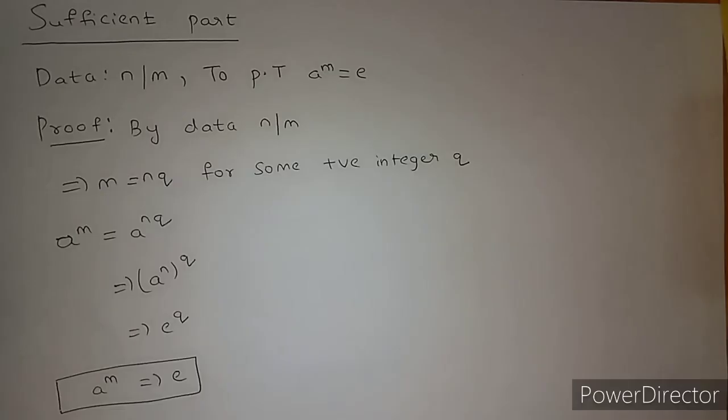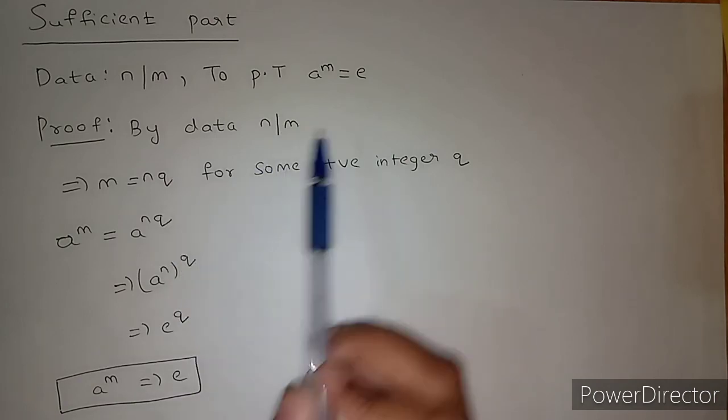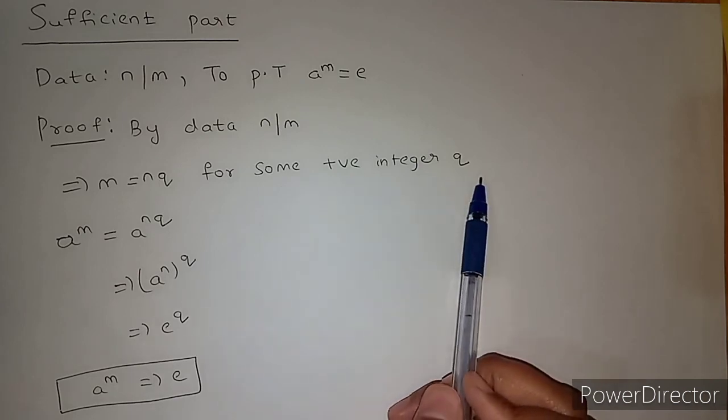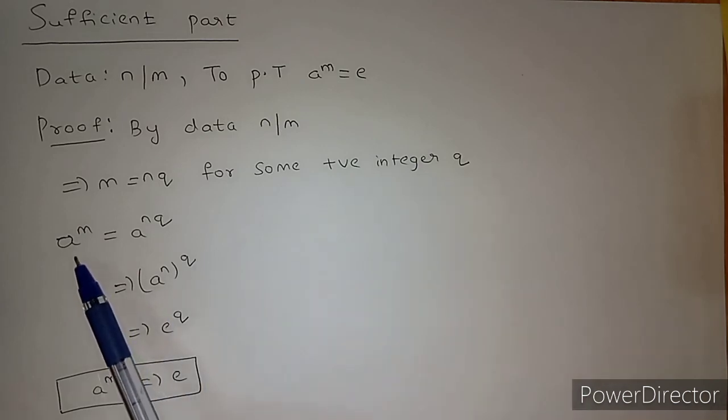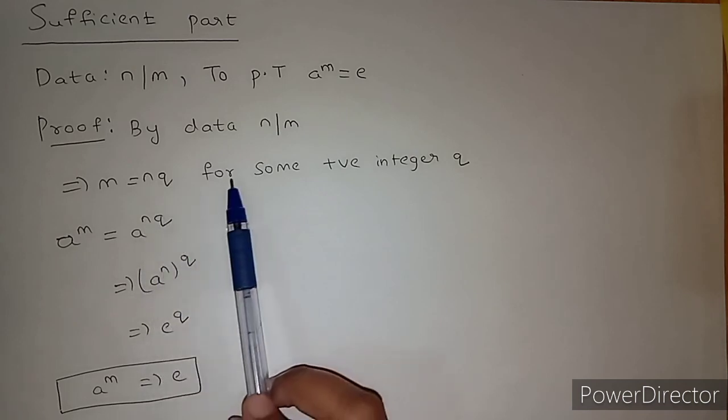Now coming to the sufficient part, the converse part. Now assume n divides m, we have to prove a^m is equal to e. By data, n divides m, right? If n divides m, then obviously m is equal to nq, for some positive integer q.